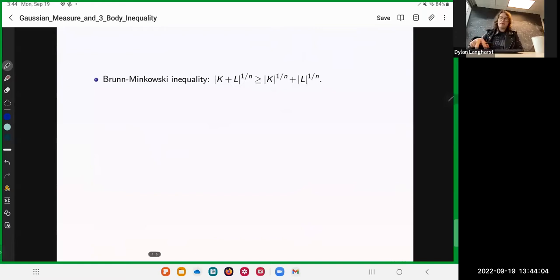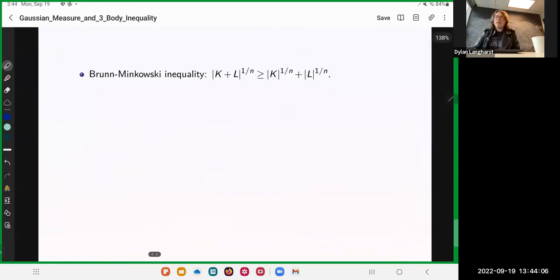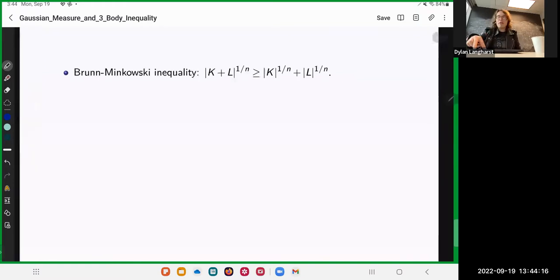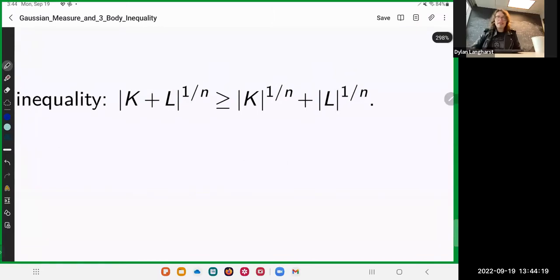So now that you've seen the introduction, what convex bodies are, what is the Brunn-Minkowski theory? Well, the Brunn-Minkowski inequality tells you that if I take the Minkowski sum of two convex bodies K and L and raise its volume to the 1 over n, I'm going to really zoom in and emphasize this, you get this inequality: the volume of the sum to the 1 over n is greater than or equal to the volume of K to the 1 over n plus the volume of L to the 1 over n.